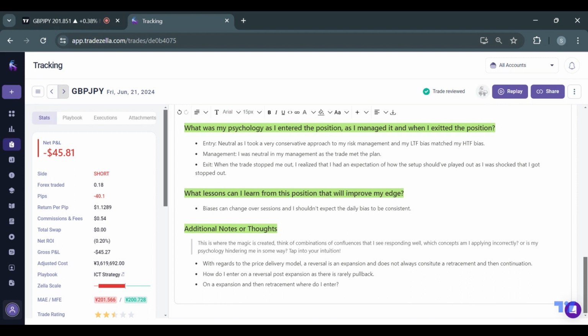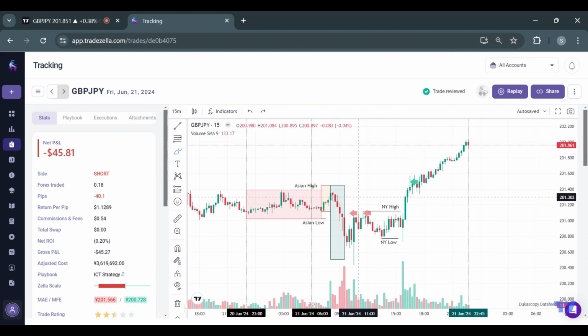Additional notes and thoughts with regards to the price delivery model, volume delivery model. A reversal is an expansion and does not always constitute a retracement and then continuation. That is the key takeaway, I think, from this week. And then other thoughts or questions that I had is, how do I enter on a reversal post-expansion as there is really no pullback? Meaning I need to look at how to enter these kinds of positions, obviously before this breakout takes place, somewhere above here.